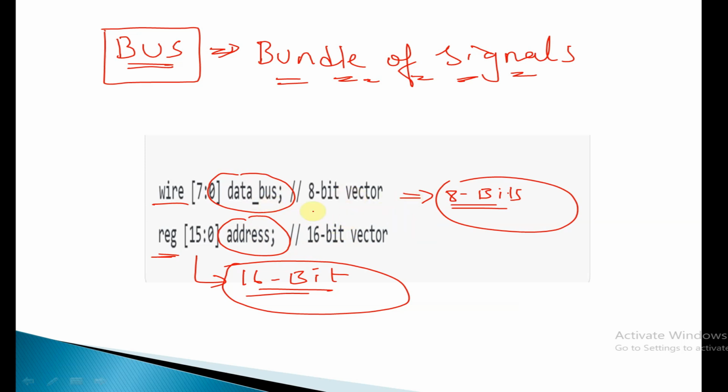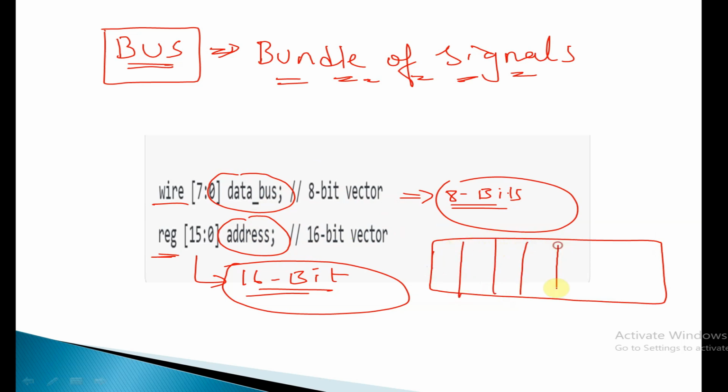So this particular address will look like this, which can hold total 16 bits of data. This is address.